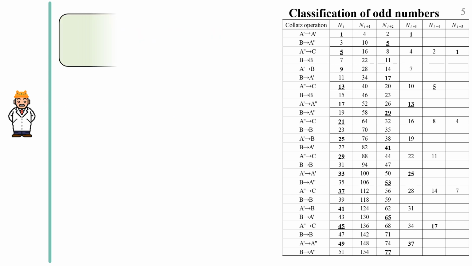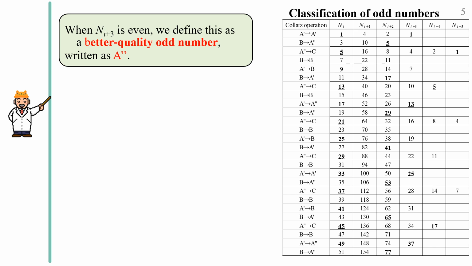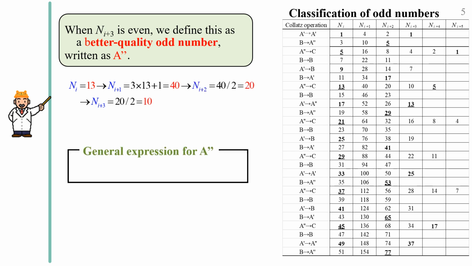When n_{i+3} is even, we define this as a better quality odd number, written as a double prime. In the table, the values of a double prime are shown in bold with an underline. For example, in the case of a double prime, the number 13 yields even numbers in the following order as n_{i+3}. The general expression for a double prime is given as follows.